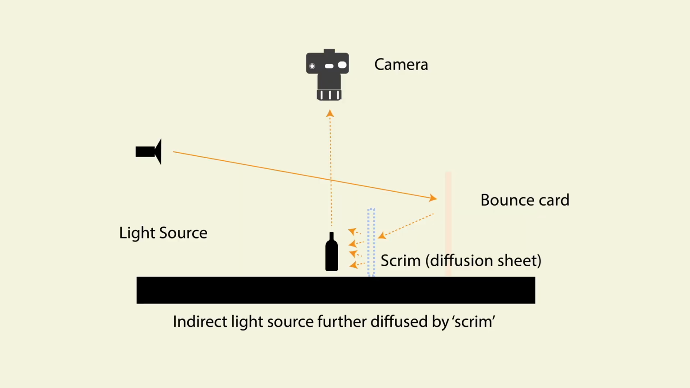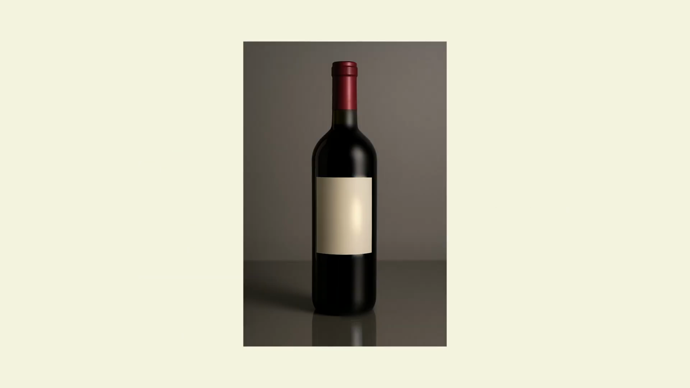And we can go even further, and we can use an indirect light source, and we can put a diffuser, so a scrim or trace paper like I described in the lighting section, in between that, creating an even softer look.